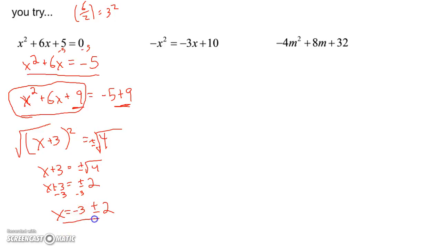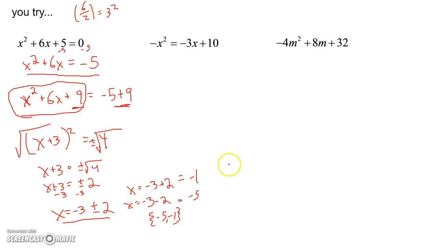Again, for me, good enough, but just so you know, that's the same thing as two solutions. X equals minus 3 plus 2, and x equals minus 3 minus 2, which is minus 1 and minus 5. So our solution set here would be minus 5, minus 1.